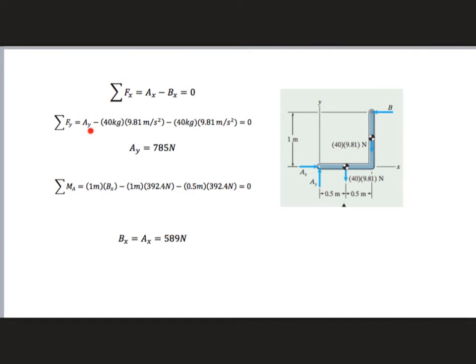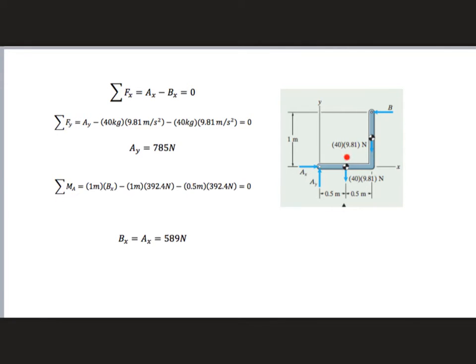The only unknown here is AY, so that's actually pretty easy to solve for, and we get AY is 785 newtons. So we've done the sum of the forces in the x and the sum of the forces in the y. Now we want to do the sum of the moments about point A.